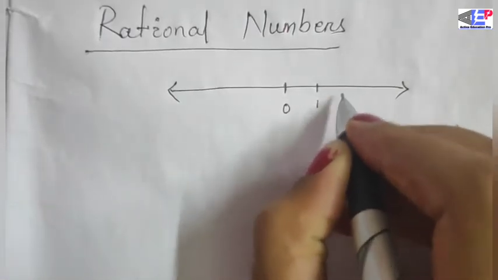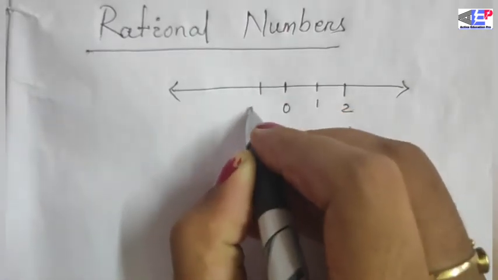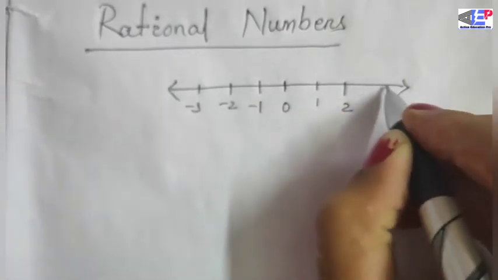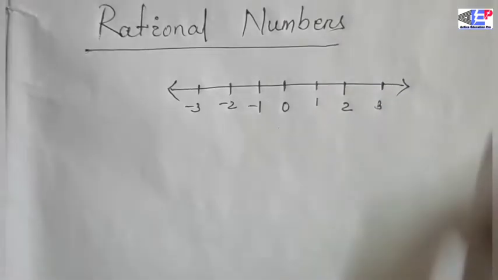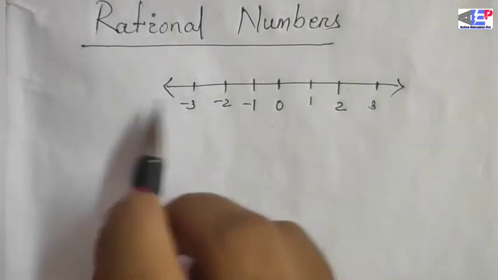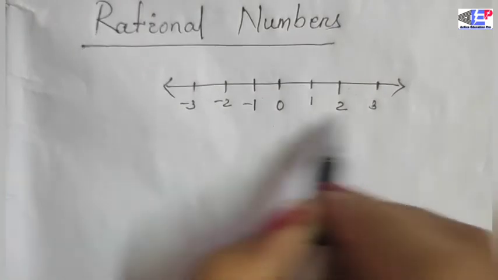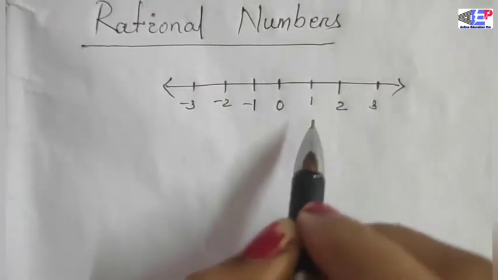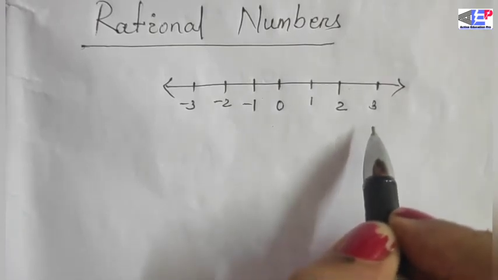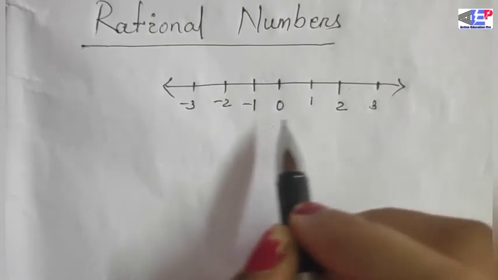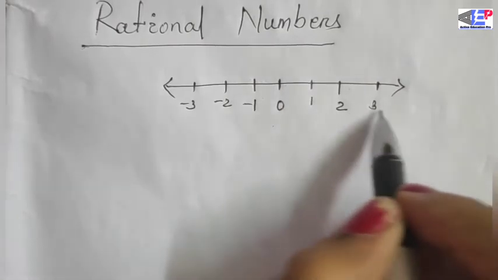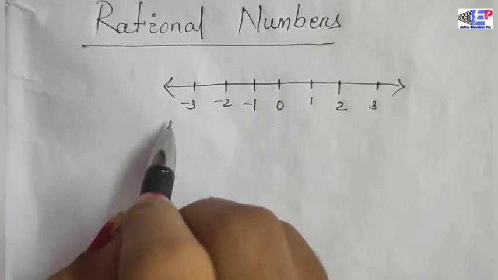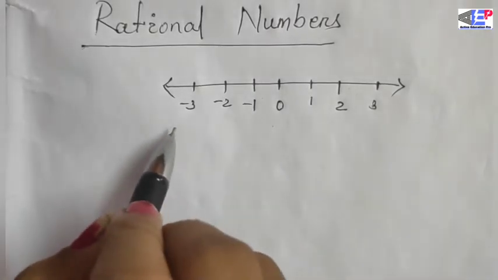0, 1, 2, -1, -2, -3, and here is 3. This is a number line. These all are integers: -3, -2, -1, 0, 1, 2, 3. All are integers. From the right side of 0, they are positive integers, and the left side of 0, they are negative integers.